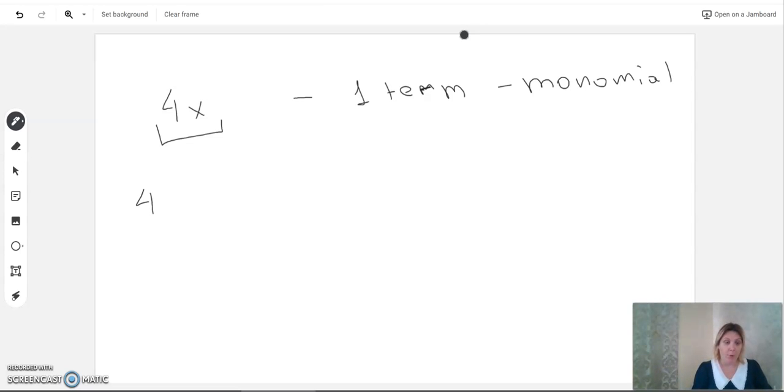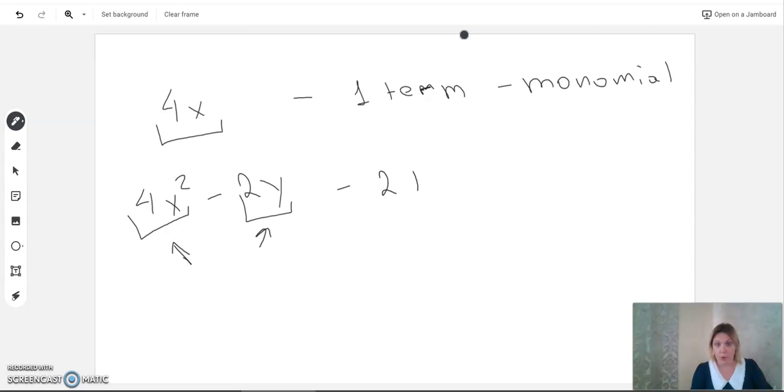So what about two terms? Well, what about 4x squared minus 2y? Well, now I have two clear terms, right? The first factors multiply together, and these two multiply together. But they're not multiplied between each other because there's a minus sign. So that's two terms, right? This is a term and this is a term. So two terms is binomial.